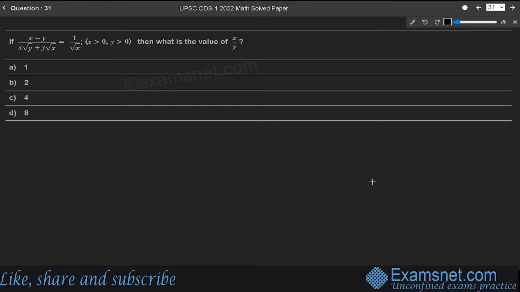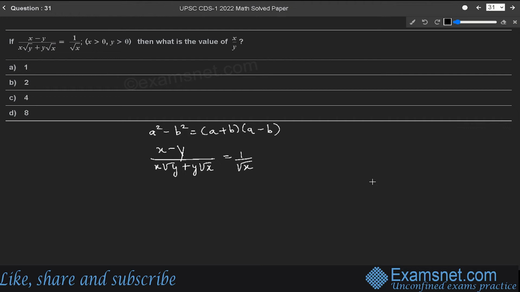Next question is, if x minus y upon x into root y plus y into root x is equal to 1 by root x, where x is greater than 0 and y is greater than 0, then what is the value of x upon y? This is also a similar question as the previous one. Here also we will use the formula a square minus b square is equal to a plus b into a minus b. The given expression is x minus y upon x into root y plus y into root x is equal to 1 upon under root of x.